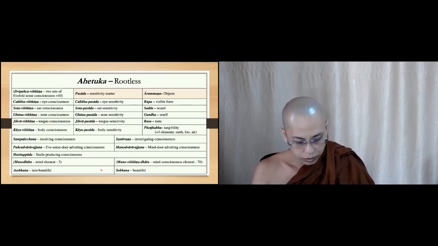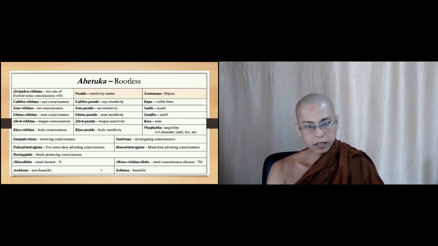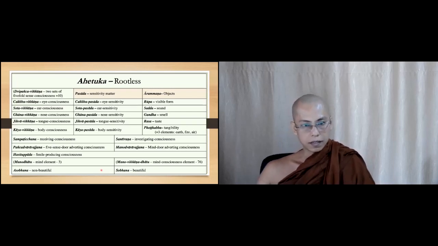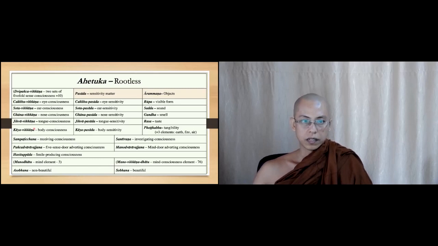Then we come to the second category of consciousness, the ahetuka, rootless. Here the usage is a little bit complicated. When we study the ahetuka consciousness, we need to know some terms. One is dvi-pancha-vinnana. The word dvi is 2 and pancha is 5. So dvi-pancha means two sets of five, ten. Vinnana is sense consciousness. The term dvi-pancha-vinnana refers to 10 types of consciousness.